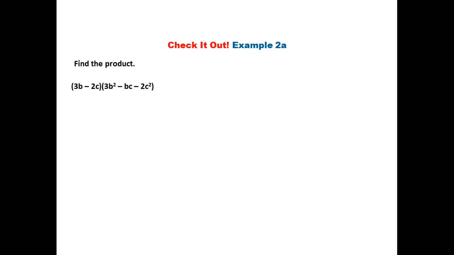Alright, next, find the product. We're just going to multiply this horizontally like we did the first one. Okay, so we're going to write the polynomial in standard form. So highest exponent to lowest exponent. And distribute the 3b. And then distribute the minus 2c.